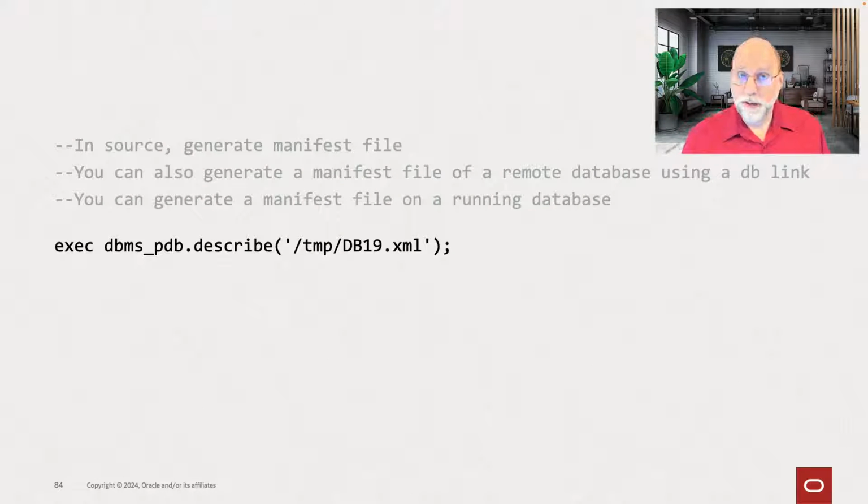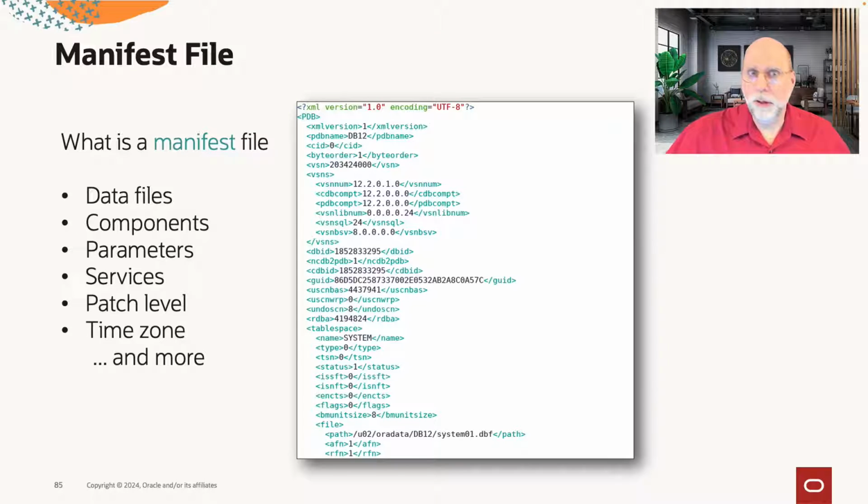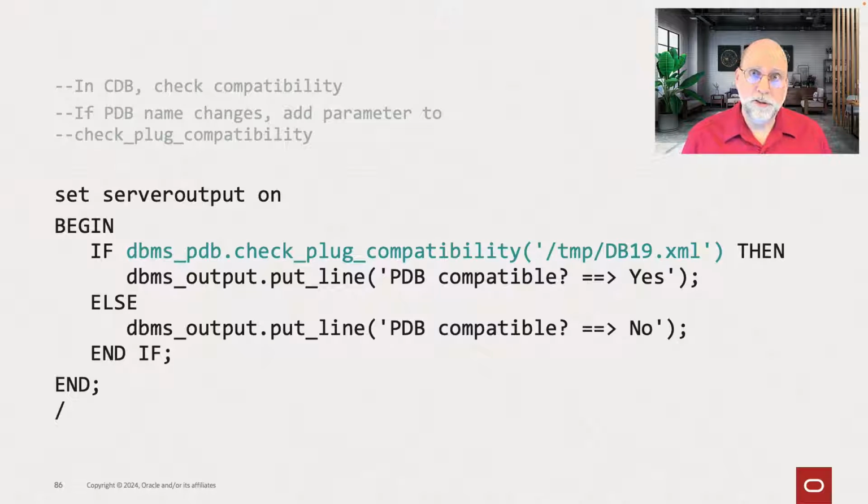Pretty simple process here. You just use the DBMS_PDB.DESCRIBE procedure to generate your manifest file. You have to give it the name of an XML file. That's the format of the manifest. And what's in there, you can look at this. You're a human being who can read markup, right? So you can see that it has the physical properties of what the data files are, what components are installed in this database, what parameters are set, and so on. And then we can check this against your container database to see whether you can actually plug this in.